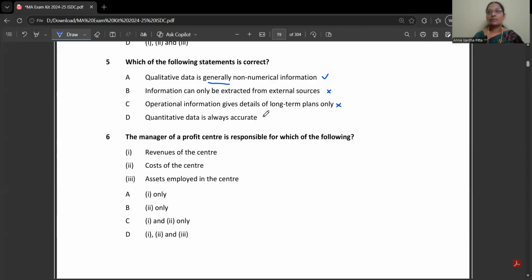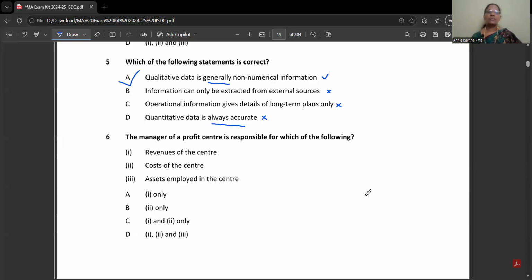Quantitative data is always accurate. There is no such guarantee that quantitative data would be accurate. See, when they collect that, there could be some errors, mistakes, sometimes unintentionally also people can give false data. So always accurate, that part of it, we have to be very cautious about that and then say that this is wrong. So the correct answer is A. Okay, next.